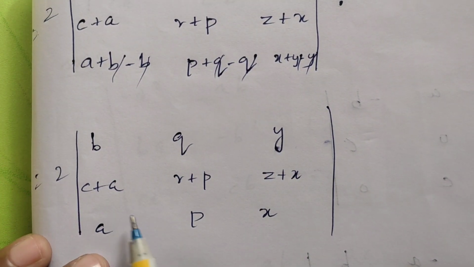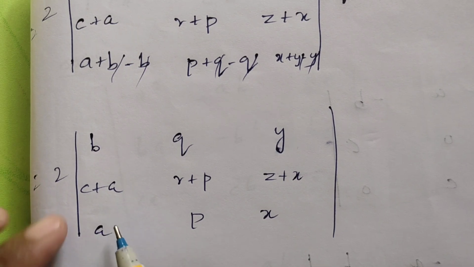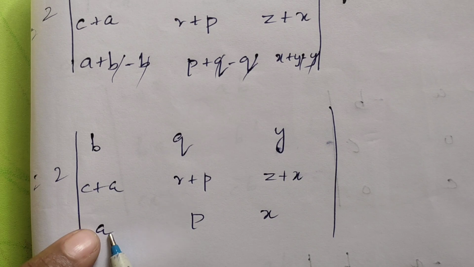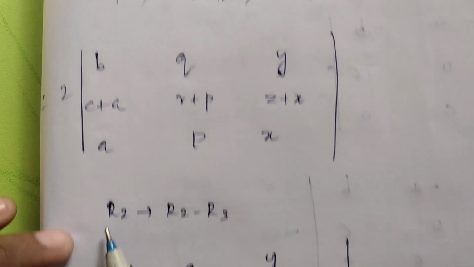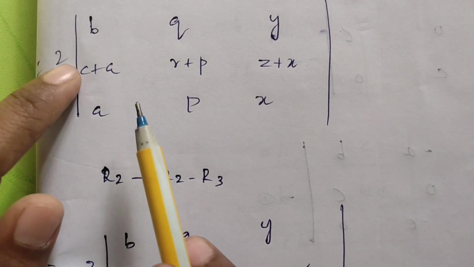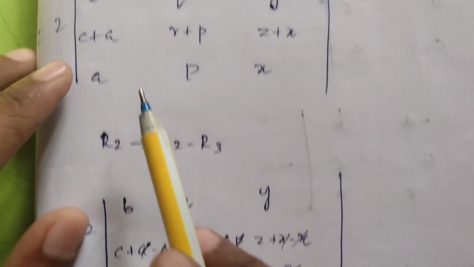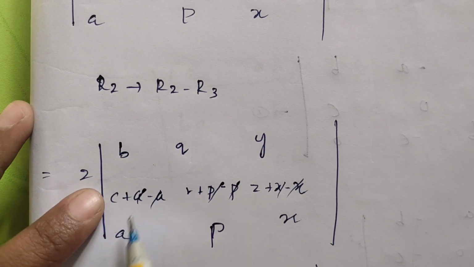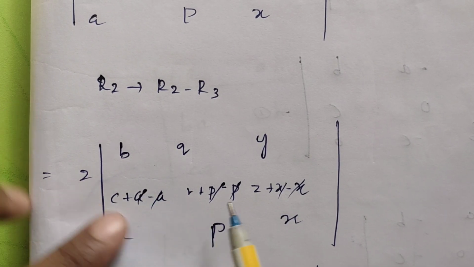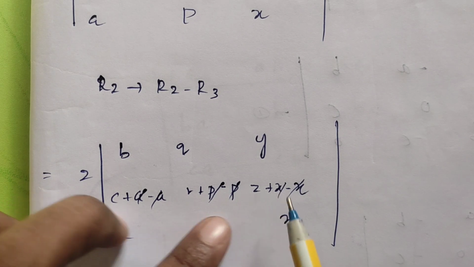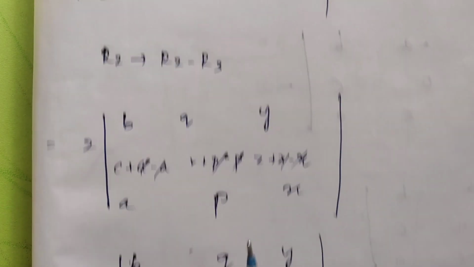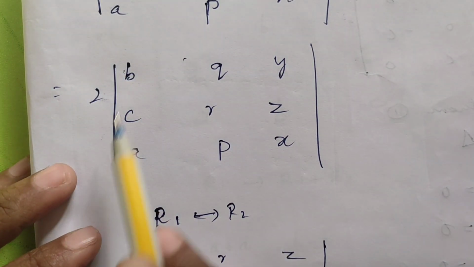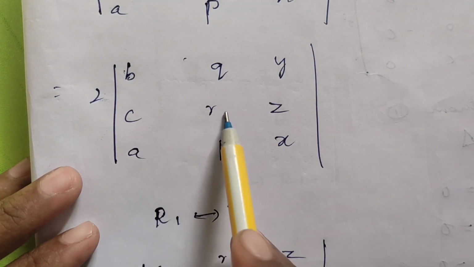Next we have to diminish this. Here we have A, so I will subtract R2 minus R3. So R2 tends to R2 minus R3. If I do so, I will get C alone. R1 is as it is, R2 minus R3: C plus A minus A. A and A will get cancelled. Here again P and P will get cancelled, X and X get cancelled. So now we have arrived at 2 into the determinant of B, Q, Y, C, R, Z, A, P, X.